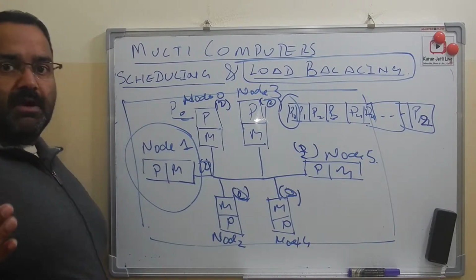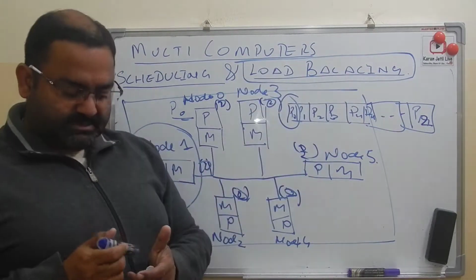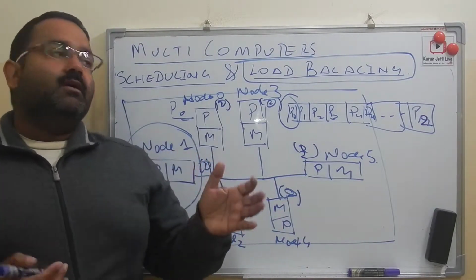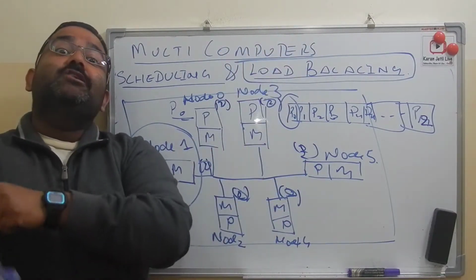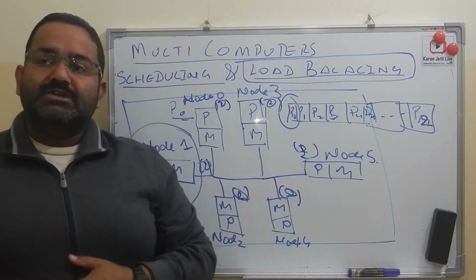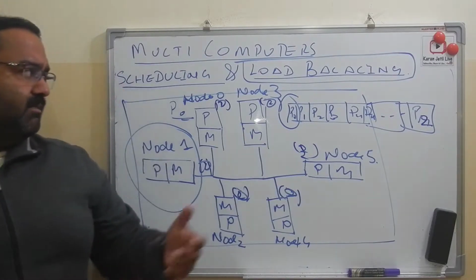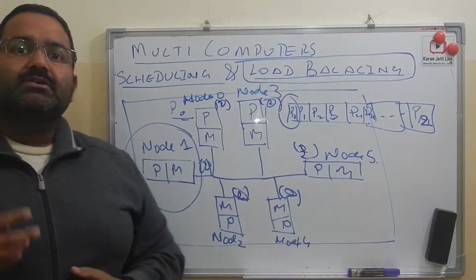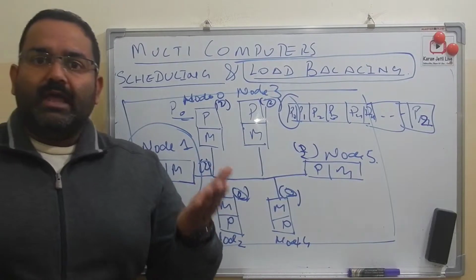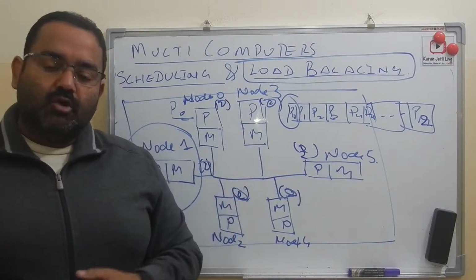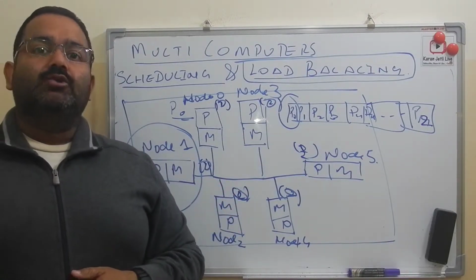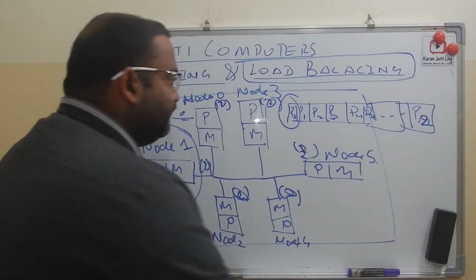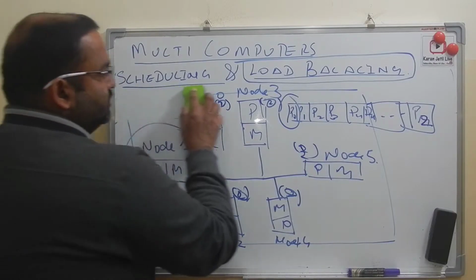Now, in the next part of this tutorial, we will study something called load balancing. In load balancing, we follow different processor allocation algorithms. What is a processor allocation algorithm? In this we decide which process can go to which node so that the load can be balanced. We also call them load balancing algos. And guys, for load balancing we have 3 different algos.